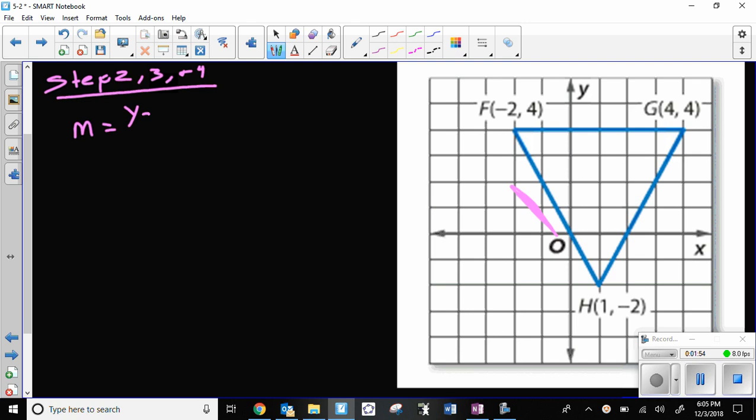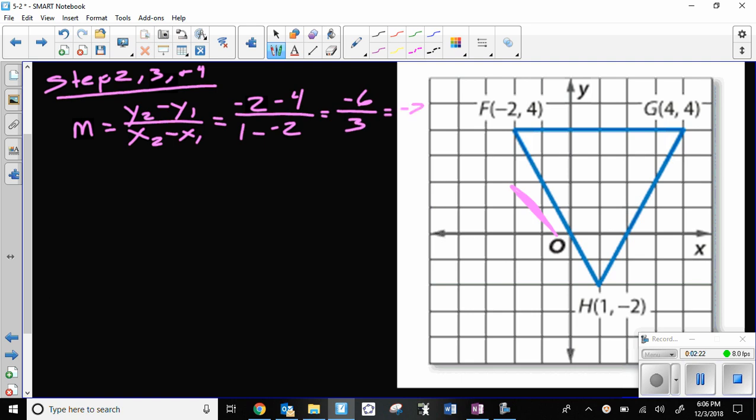My slope formula is y2 minus y1 over x2 minus x1. Let's start with y2 being negative 2. We have negative 2 minus 4 over 1 minus negative 2. On top, that's going to get me negative 6 over positive 3, which will give me a value of negative 2. And again, this was for side FH. So that is step 2.